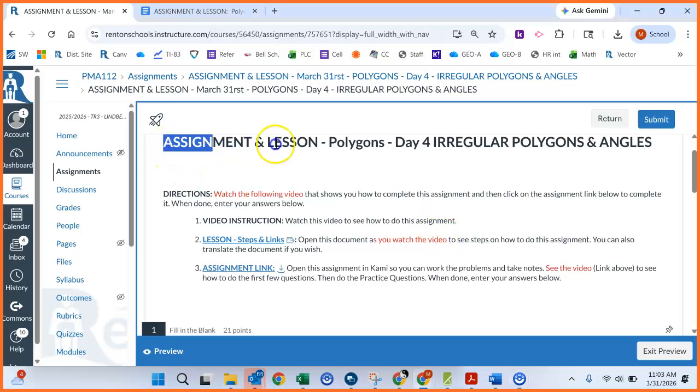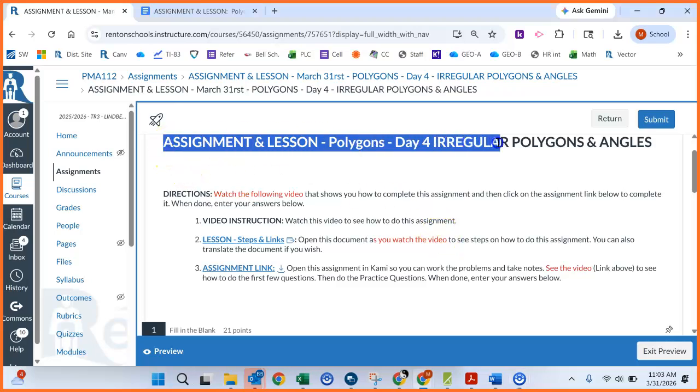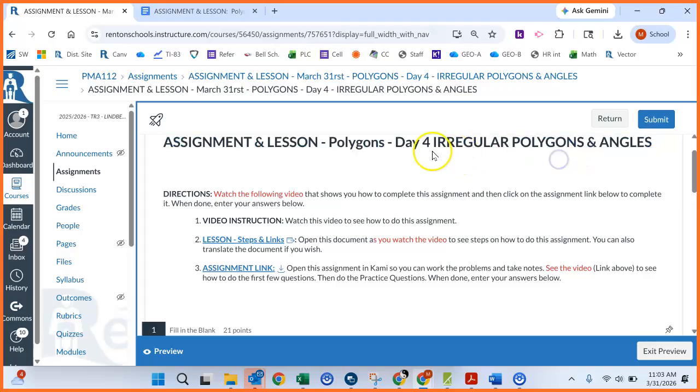Hello, today we are working on polygons, day 4, irregular polygons. We've been working on polygons for a while, but today we're going to be working on irregular polygons. What does that mean? Well, I'll talk about it in just a moment.